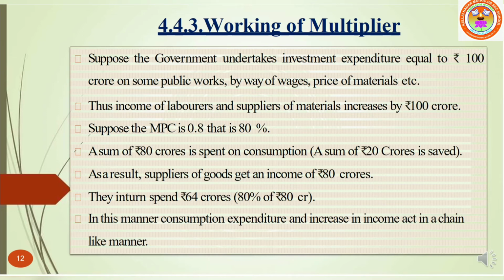This process of income generation continues in the second round, till the total income generated from rupees 100 crores, of the multiplier. This process of income propagation as a result of increase in investment is called the working of the multiplier.